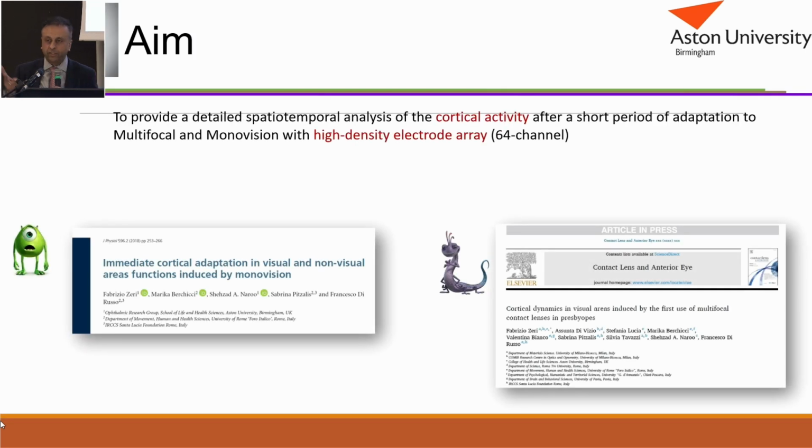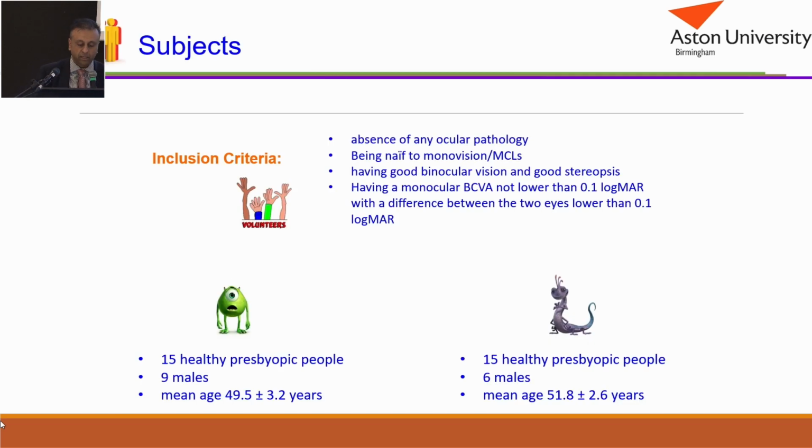So what we were doing, the 2 papers: the first paper was looking at monovision in naive new contact lens wearers. So these patients were not adapted to monovision. This is the first time they're trying monovision. And in the second paper, these are patients who are new to multifocal contact lenses. Again, they haven't tried multifocal contact lenses before. So these are patients who are presbyopic, about 50 years old. So their adds will be around 1.5, something like that.